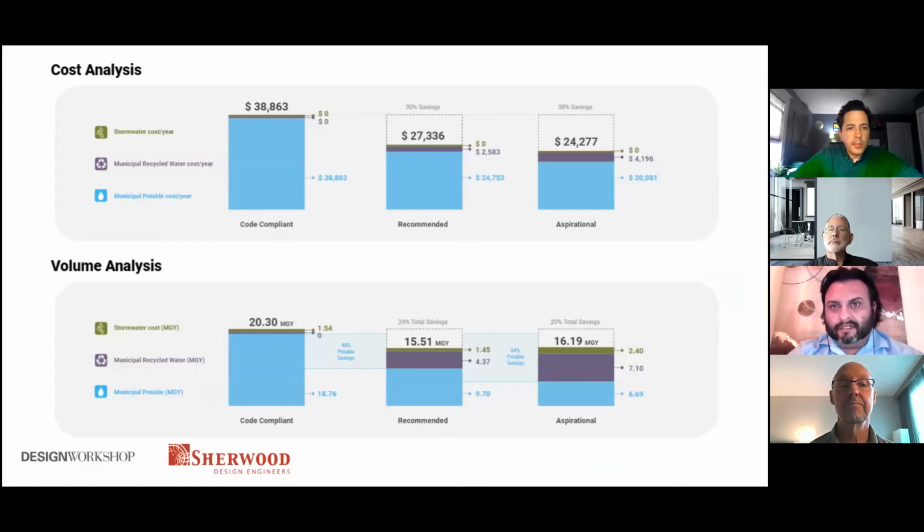But as we look at alternatives, we started looking at what would be a potential aspirational approach, right? Where not only did we bring the costs down for water, but we began to create these ecological and wellness benefits, right, to the site.